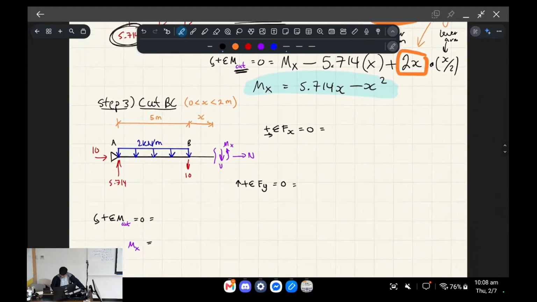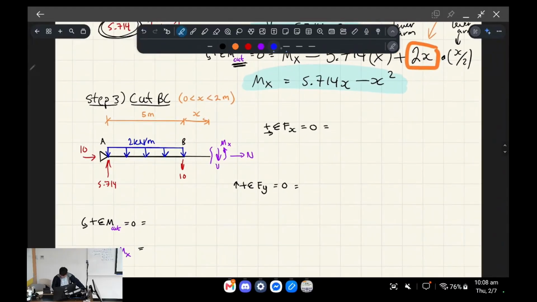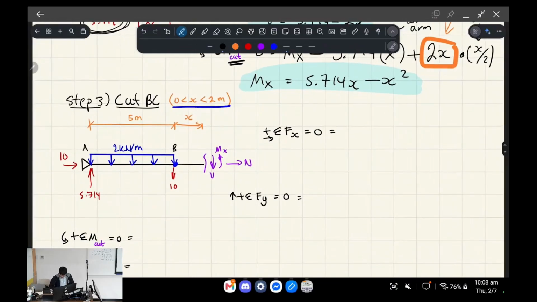So here's what I've redrawn. Our new domain is for X equal to 0 to 2, all right? And we have now established that from A to B is a set distance of 5 meters. And that new starting point for X was from B onwards, okay? All right, so we're going to do the same thing. We're going to derive the axial force first. Let me just get my phone.